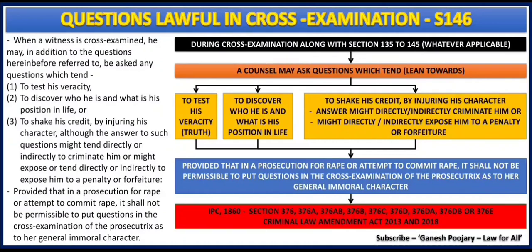Then we have the second category of questions, which is to discover who he is and what is his position in life. Now, during cross-examination, there can be questions as to who he is in the society, what is his family, what is his connection with the party that he is giving witness to, what business he does in the society. All of that can be questioned. Now, that is the second category of questions which are allowed under section 146.